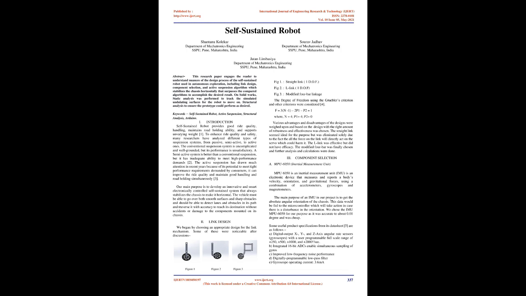Introduction. Self-sustained robot provides good ride quality, handling, maintains road holding ability, and supports unvarying weight. 1. To enhance ride quality and safety, many researchers have analyzed different types of suspension systems, from passive, semi-active, to active ones. The conventional suspension system is uncomplicated and well-grounded, but its performance is unsatisfactory.